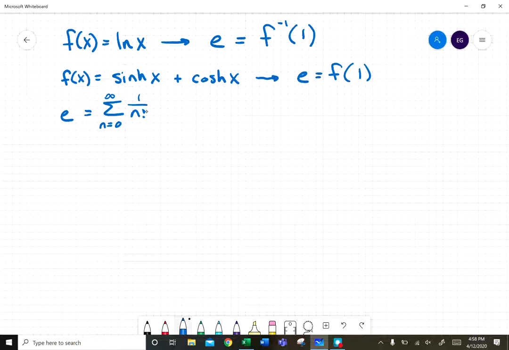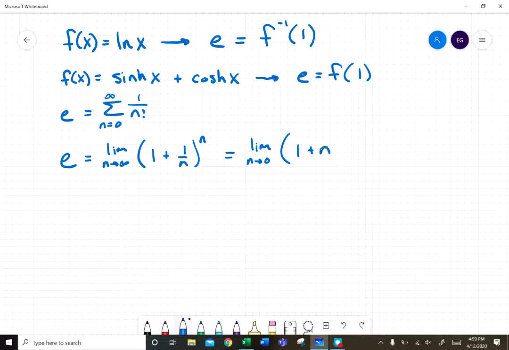We could define e in terms of a limit. e is equal to the limit as n goes to infinity of (1 plus 1 over n) to the power of n, which is also equal to, and we could write this limit in a couple of different ways, the limit as n goes to 0 of (1 plus n) to the power of 1 over n.